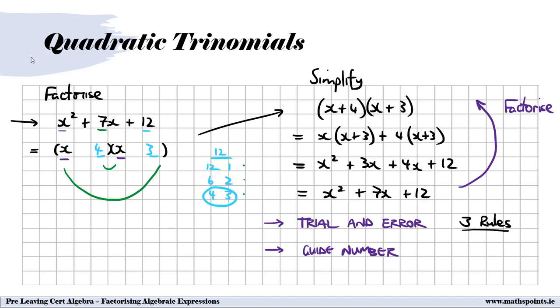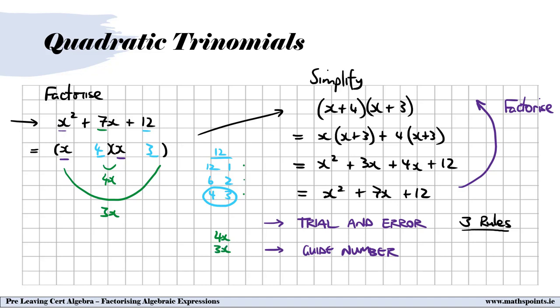Fine. Multiplying the inner 2, we get 4x. Multiplying the outer 2, we get 3x. And 3x and 4x can combine to give me 7x. So I know with certainty that 4 and 3 are the numbers in the brackets. So I'm going to write down the inner 2, 4x, and the outer 2, 3x.